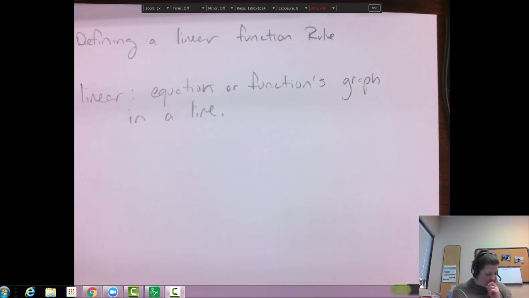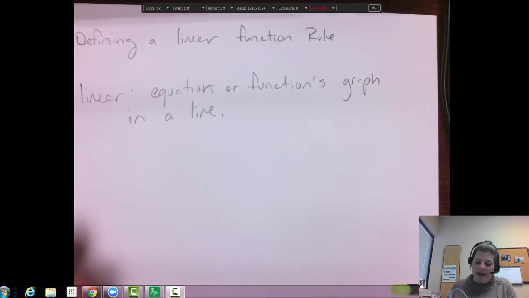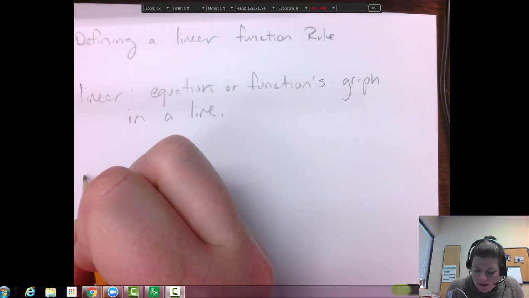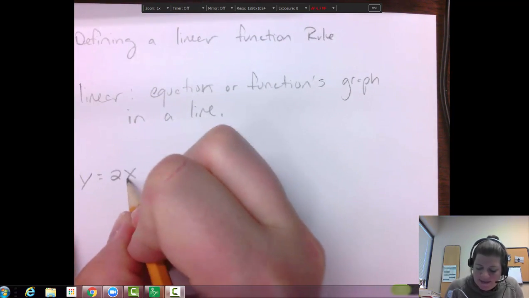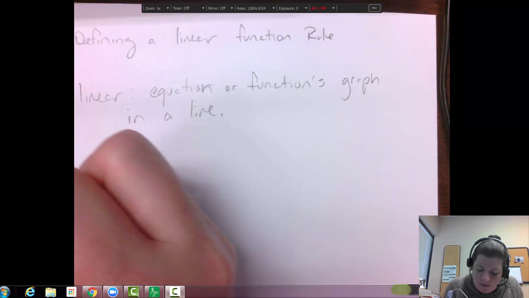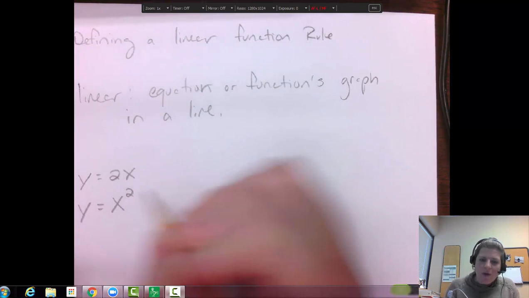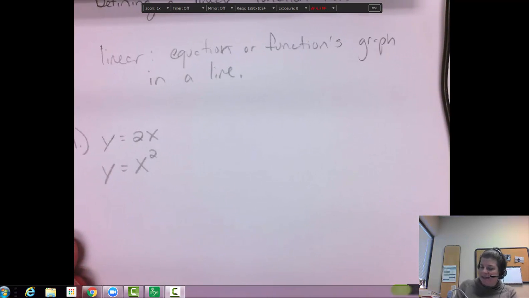So let's say we're looking at a couple different things that are graphs, and then it's going to ask you, is it linear, is it not? So there's a couple ways we could do that. So let's start with, what if I have y equals 2x and y equals x squared? Which one is linear and which one is not linear?